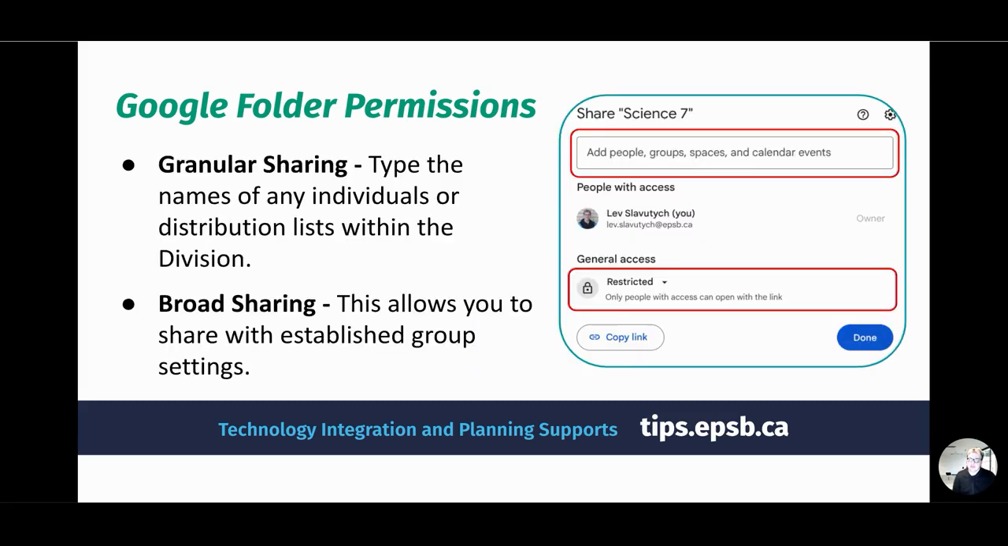Now let's do a bit of a deeper dive into the Google folder permissions. You have the option for granular sharing, that's typing individual names or distribution lists within the division. But you also have the option for that broad sharing. This allows you to share with established group settings. Some of you might be familiar with the division defaults such as EPS or EPS staff only, and of course anyone with the link, which we'll look into next.